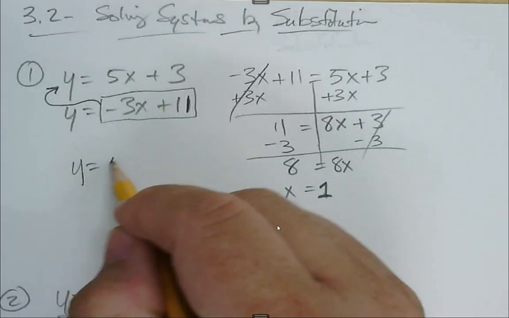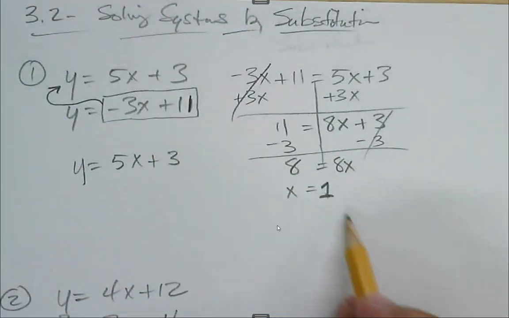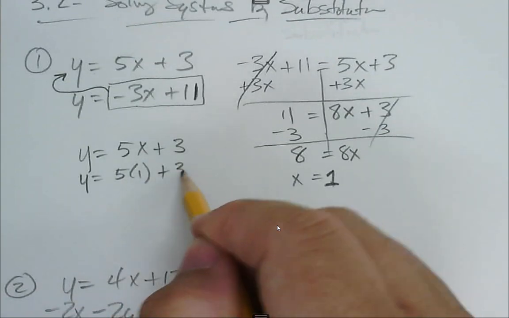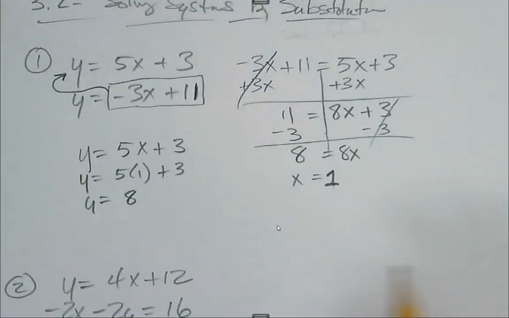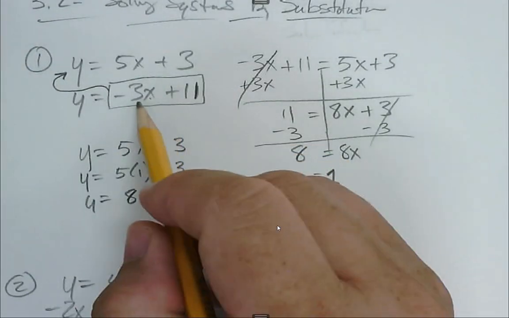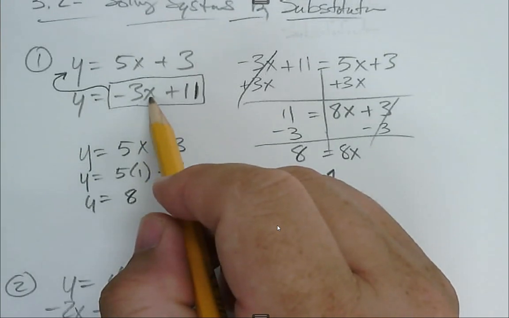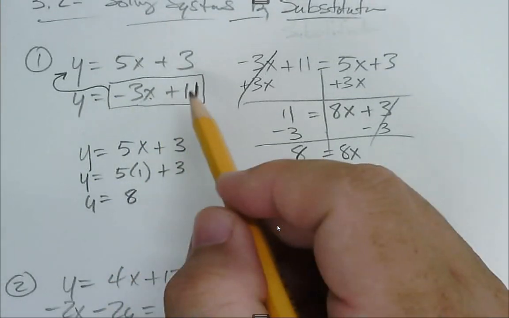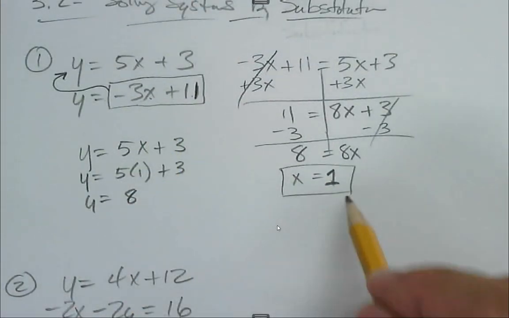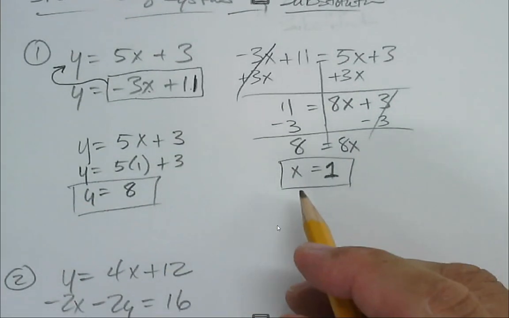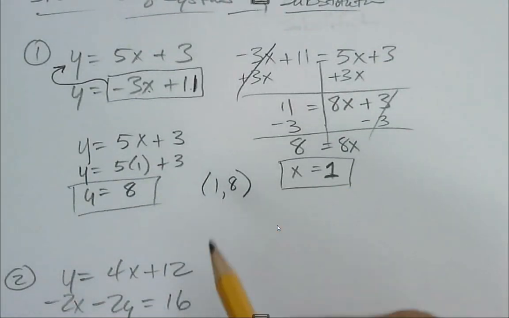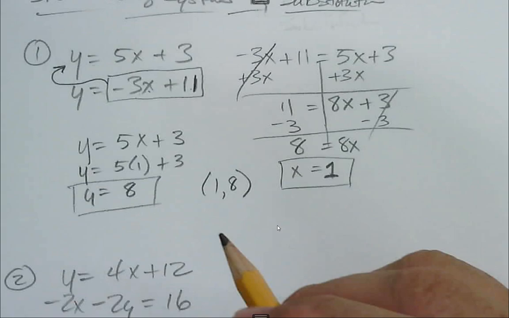So I have y equals 5x plus 3. Instead of that x, I'm going to put in my 1. So y equals 5 times 1 plus 3. So y equals 8. And again, just to prove that it works both ways, I could put this 1 into here. I would get negative 3 times 1, which is negative 3. Negative 3 plus 11 equals positive 8. So either way, it still comes up to this same answer. Now I can take these two parts that I just found and make that the answer, which is my ordered pair, 1, 8. And so 1, 8 is, in fact, my solution to this system of equations.